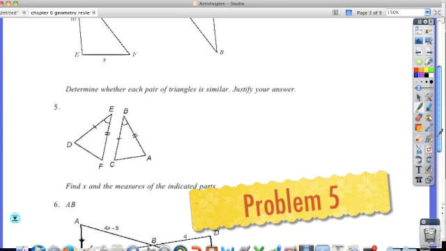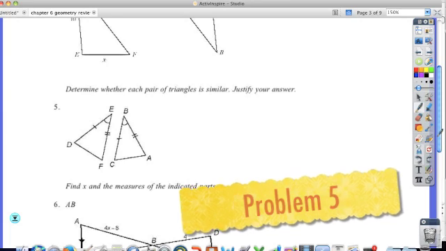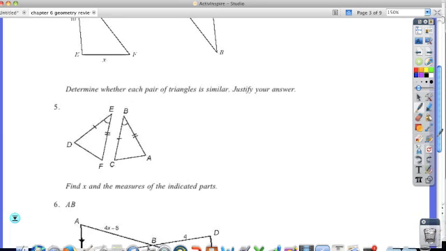My question was that I put that side angle side makes things similar. But when I looked through the book for chapter 6, I couldn't find side angle side for similarity. So I thought that was a trick question, and I said no because it proves it's congruent, not similar. Okay, side, angle, side, similarity. He's going to show you in the book.